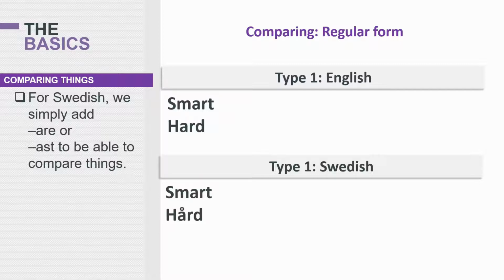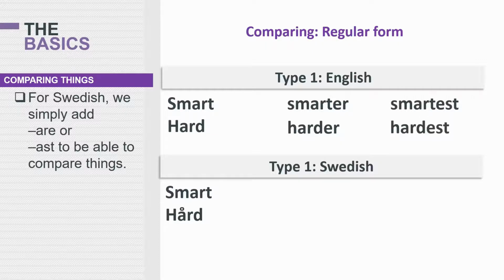So let's look at the first type. We have smart. Obviously in English you would say smarter, you would say harder. And if you want to say the smartest and the hardest, you add on the est part. In Swedish, very similar, smart also means smart, but you say smart, smart. So for Swedish, you add on are. So to say smarter, you would say smartare.